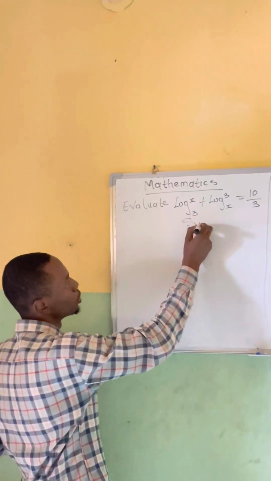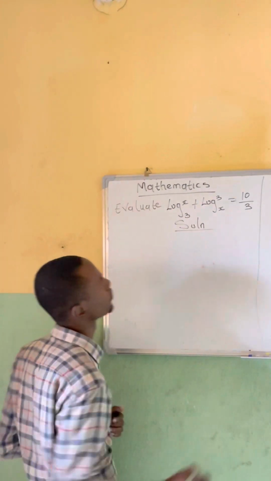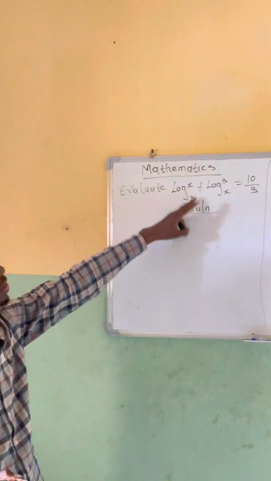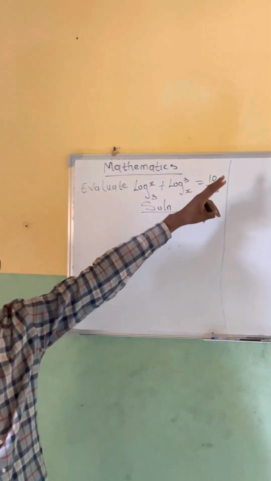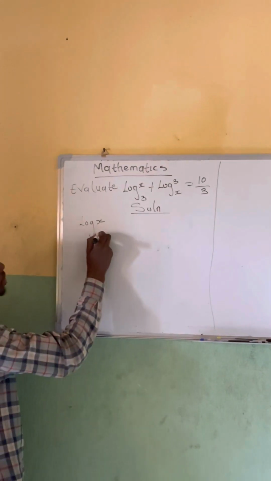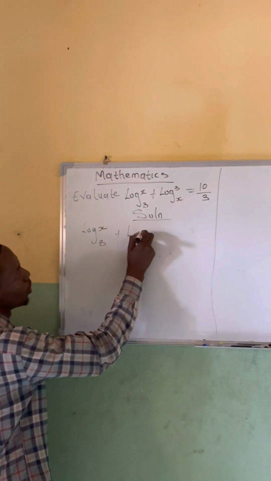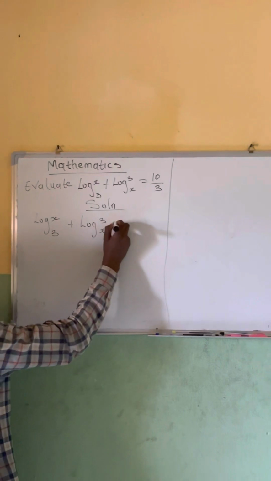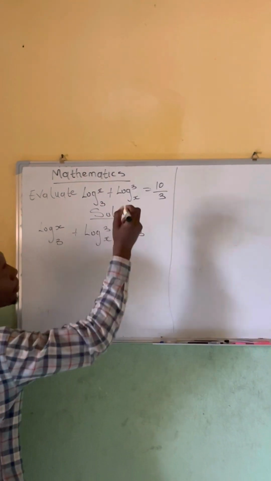Alright, the first thing to do is to put our solution and then we underline. So we are having log x base 3 plus log 3 base x equals 10 over 3. Let me write it down here. Log x base 3 plus log 3 base x equals 10 over 3.